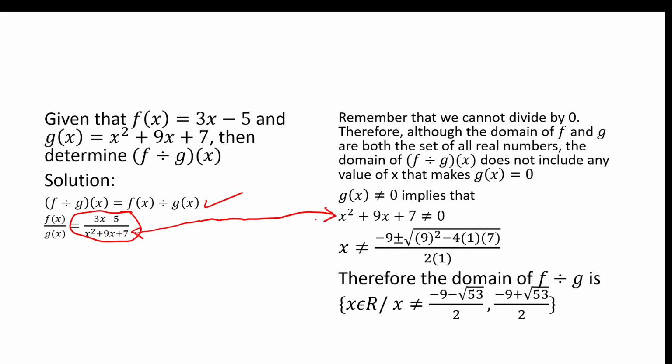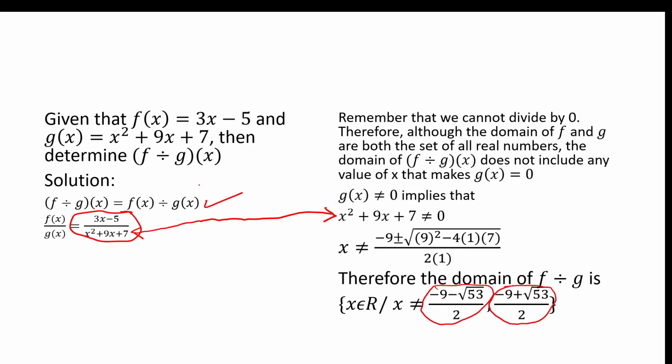Well, we cannot include in the domain of f of x divided by g of x a value of x that makes the denominator equal 0, because we know any fraction with a denominator equal to 0 is undefined. So what we have to do is find out what values of x make x squared plus 9x plus 7 equal to 0. Well, those values are -9 minus the square root of 53 all over 2, and -9 plus the square root of 53 all over 2.